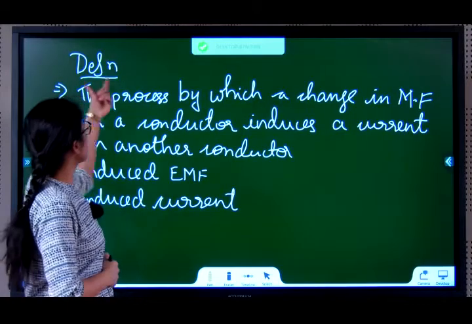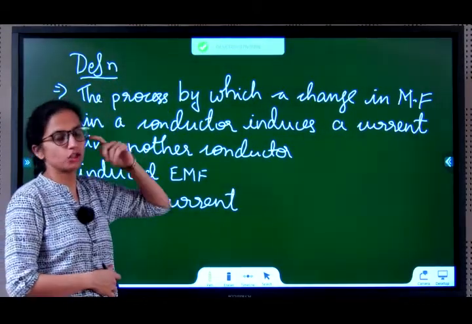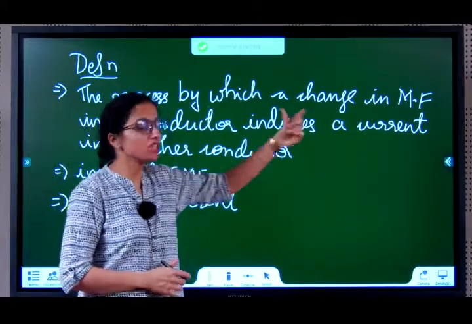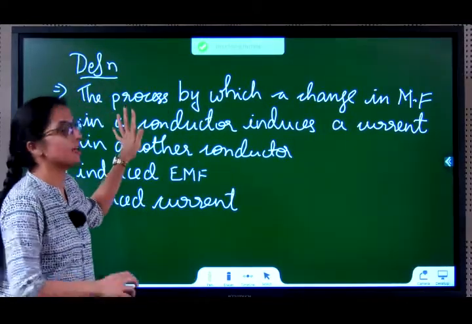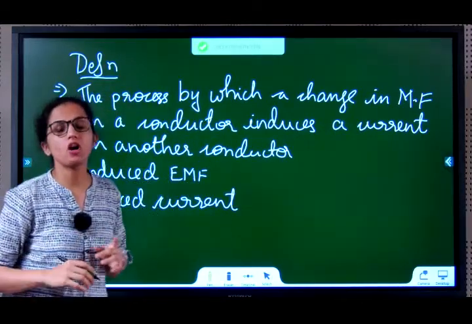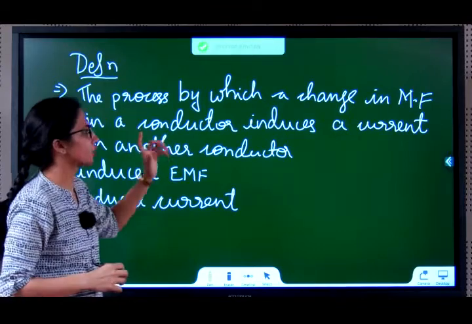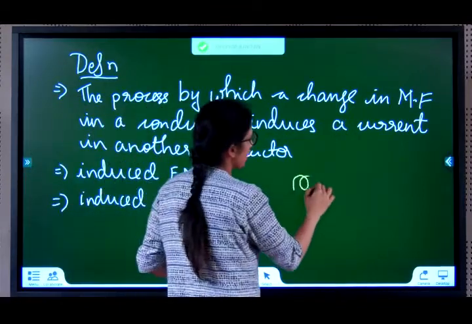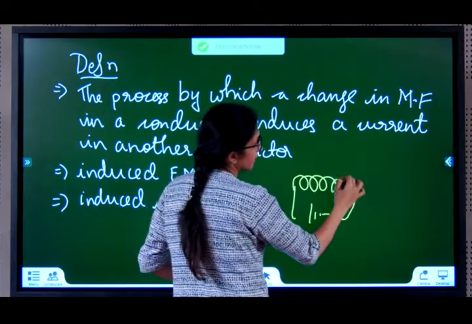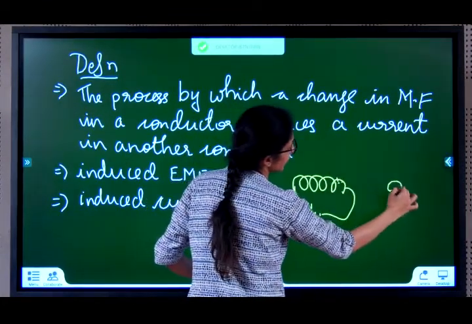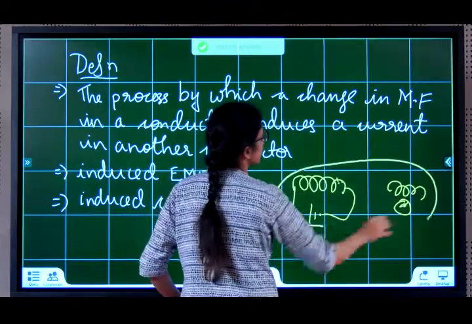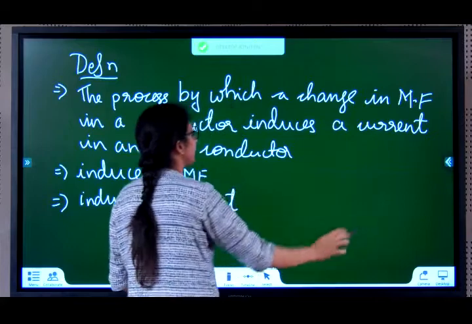So what is the definition of electromagnetic induction? We have not yet defined it. The process by which a change in magnetic field in a conductor induces a current in another conductor is called electromagnetic induction. We just saw it in that coil-coil experiment. You are changing the magnetic field in this conductor. This is finally inducing a current in another conductor. Right? So this is the definition of electromagnetic induction.